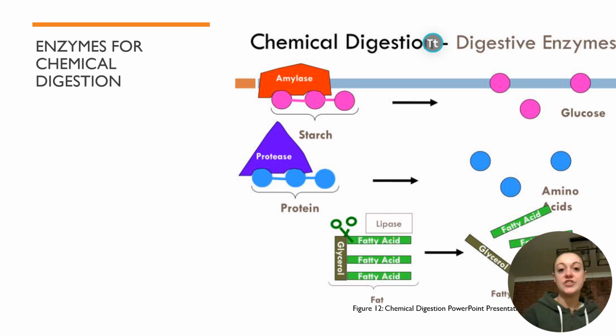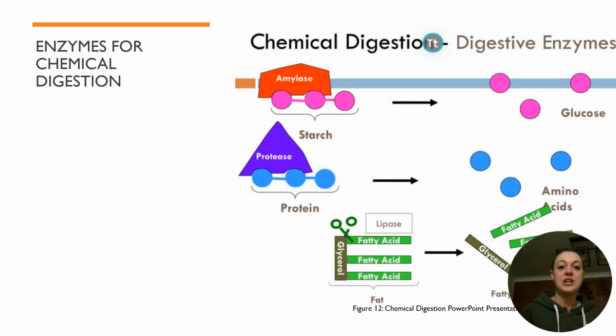Some important digestive enzymes include carbohydrase, which breaks down carbohydrates and can be found in the mouth, pancreas, and small intestine. Protease, which breaks down proteins and is found in the stomach, pancreas, and small intestine. And lipase, which breaks down fats and is found in the pancreas and small intestine.